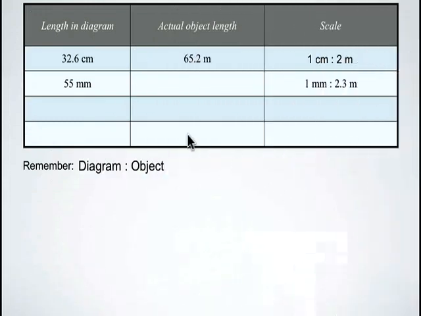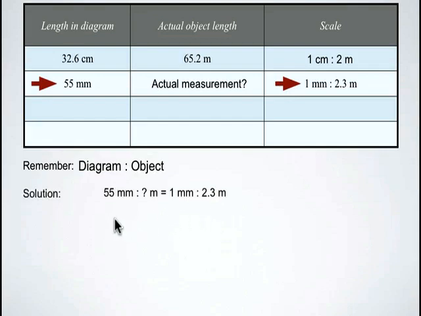The second row gives us a length, 55 millimeters, and it gives us a scale, 1 millimeter to 2.3 meters, and we're looking for the actual object length. So diagram is 55 millimeters, and the scale is 1 millimeter to 2.3 meters. Just for my solution, I set it up: 55 millimeters to unknown meters is equal to 1 millimeter to 2.3 meters.